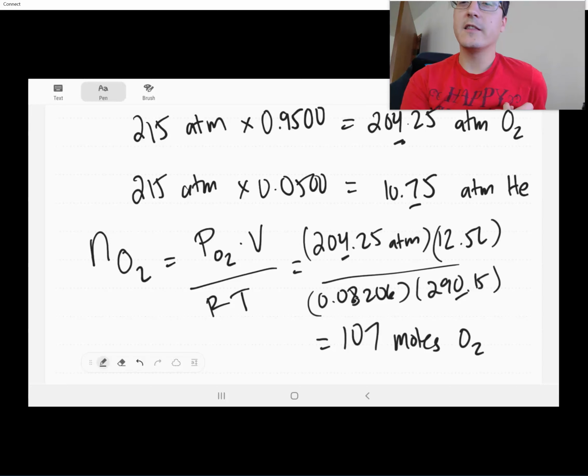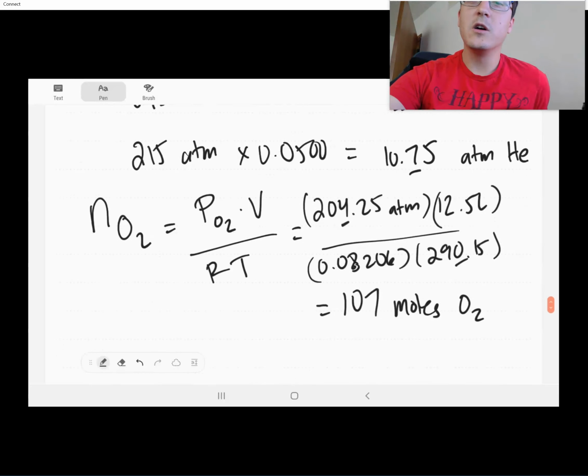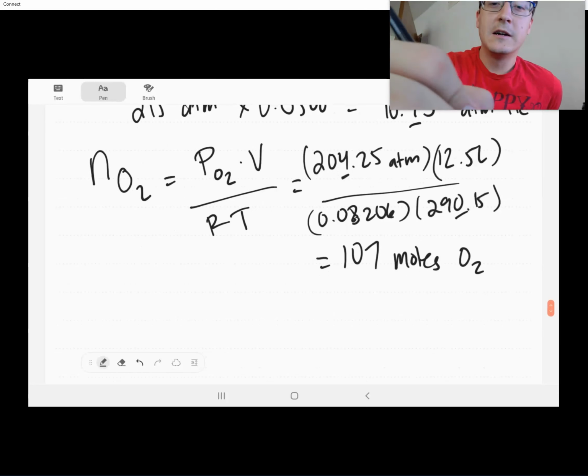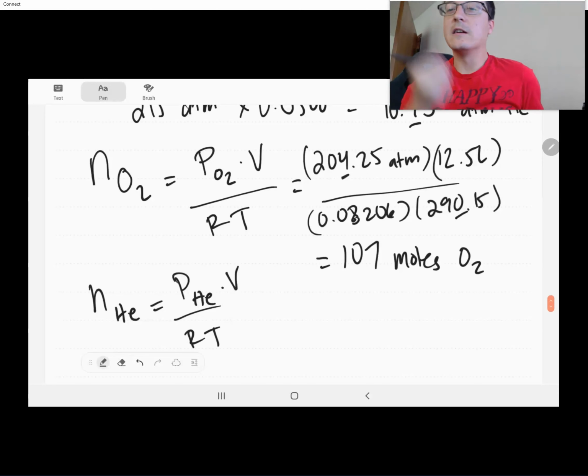I know, we all like the least amount of work. I personally think it's easier to do it the first way that we did it, because we only have to do the ideal gas law once, and then we just do our percentages at the end. But if you wanted to do the gas law twice, you totally could. The moles of helium would be the pressure of helium times the volume over RT. And you would get the same answer for helium that we got before. But again, you can use whichever way you like.